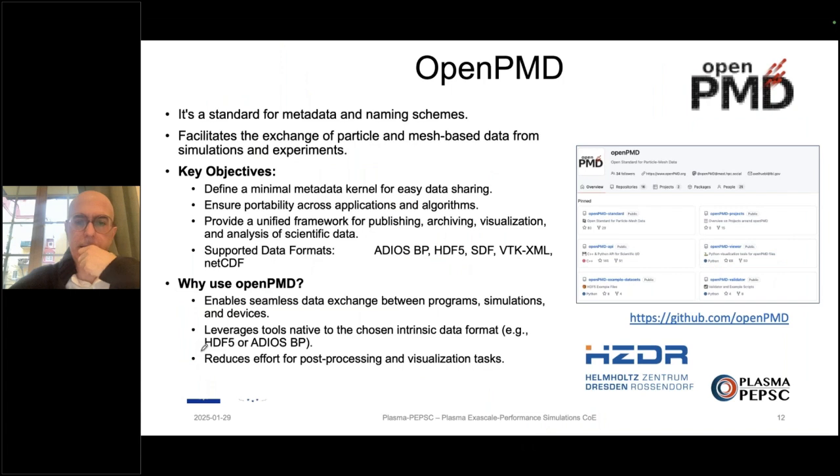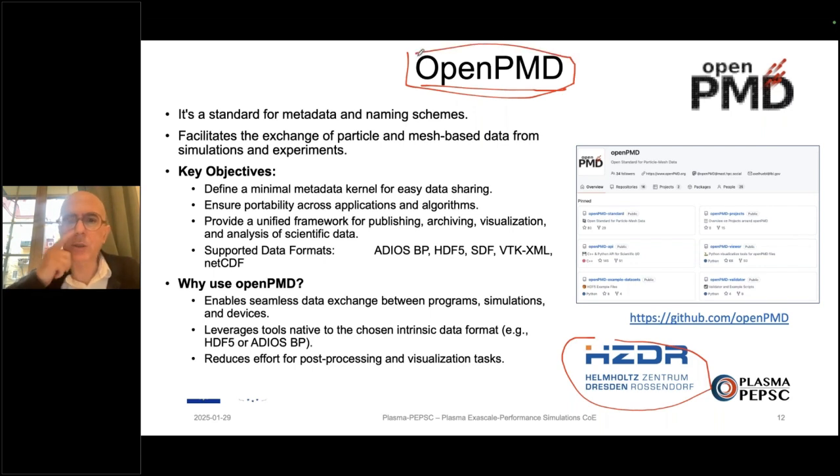And another exciting initiative that HCDR brought to the Center of Excellence is OpenPMD. This is more related to the I/O part, which we believe is an Exascale challenge. You know, how to move data and do this efficiently. So HCDR included OpenPMD into the Center of Excellence.